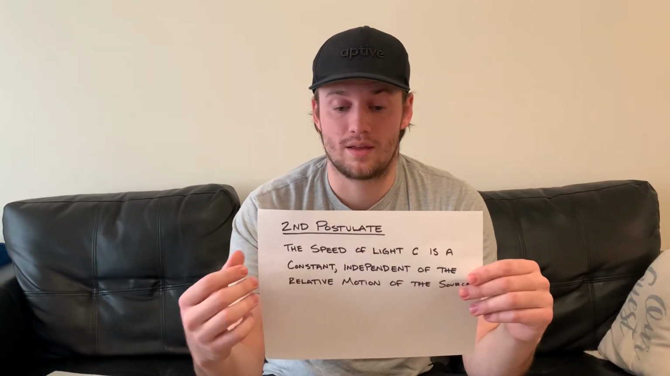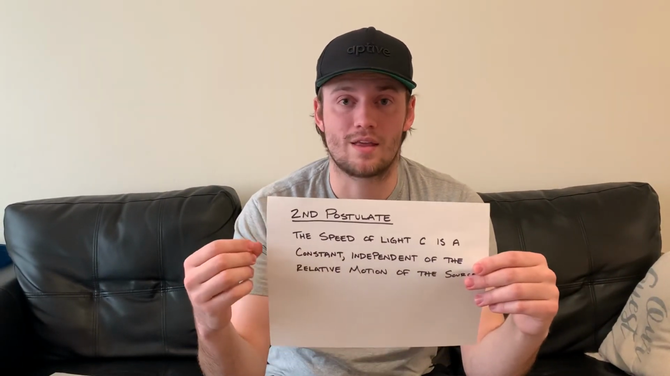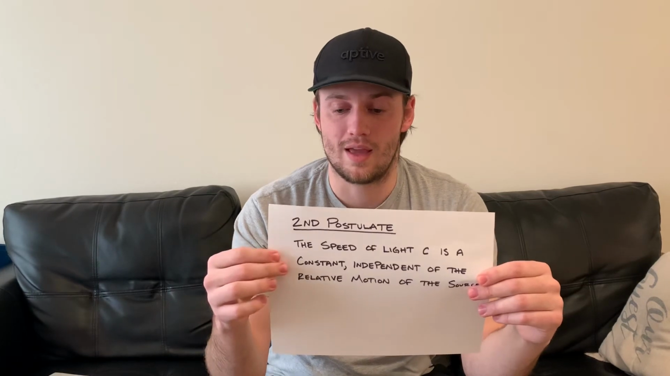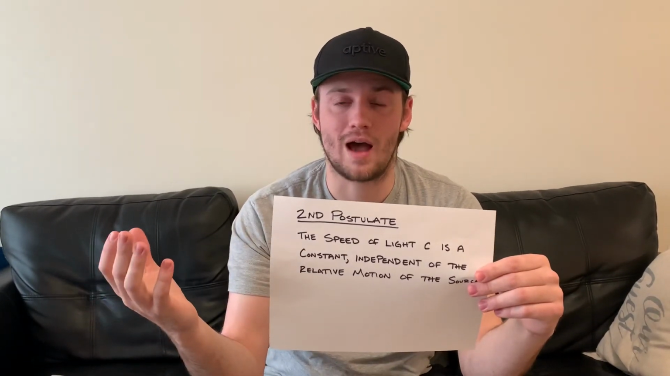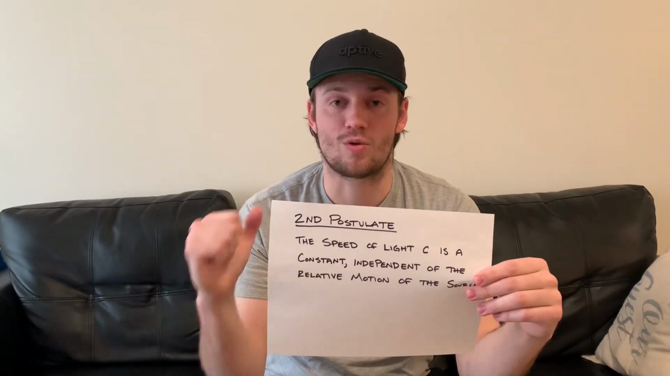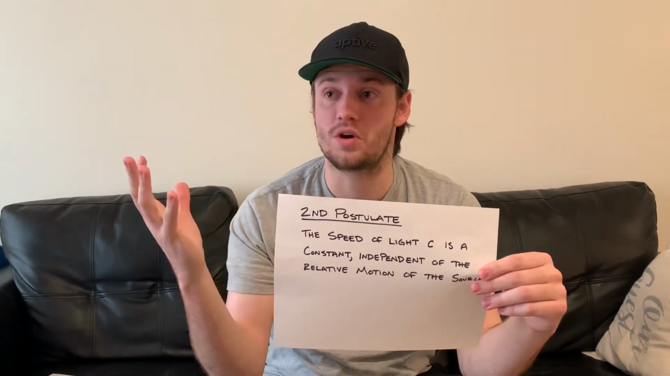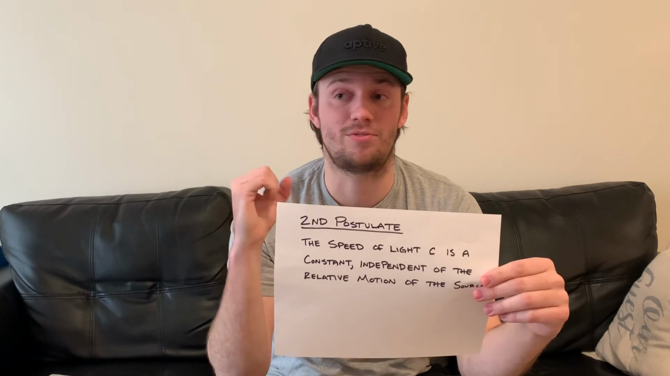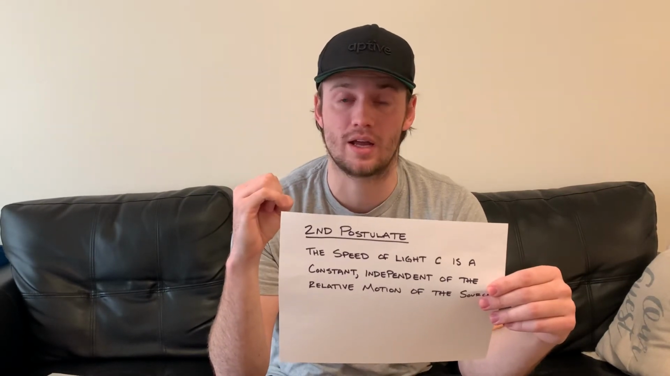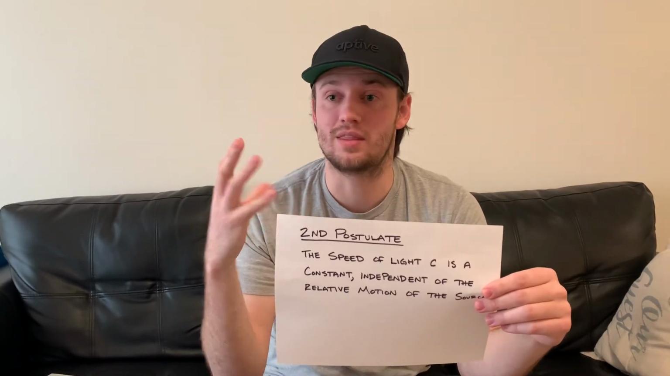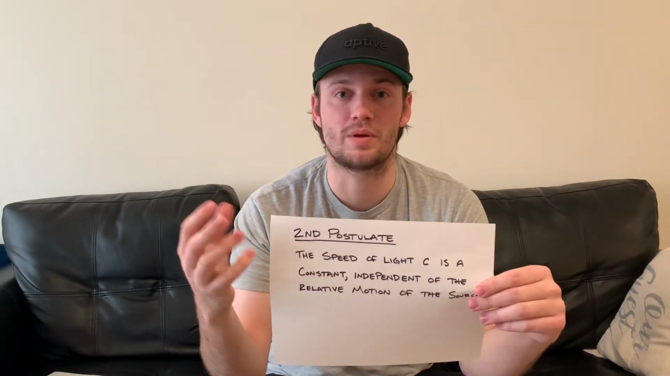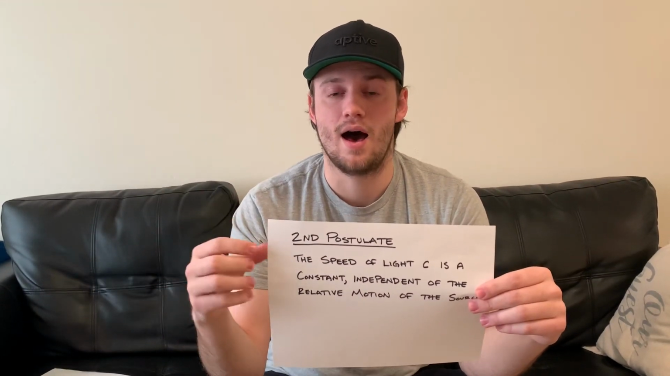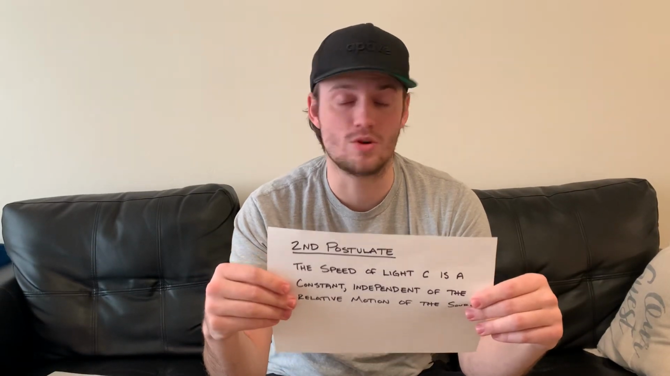It states that light is an exception to the rule, saying that it will always be constant regardless of however fast its source is moving. So even if the flashlight were moving at half the speed of light, the speed that the light is emitted will never exceed c. It won't ever be greater than that. So those are the two postulates of special relativity.